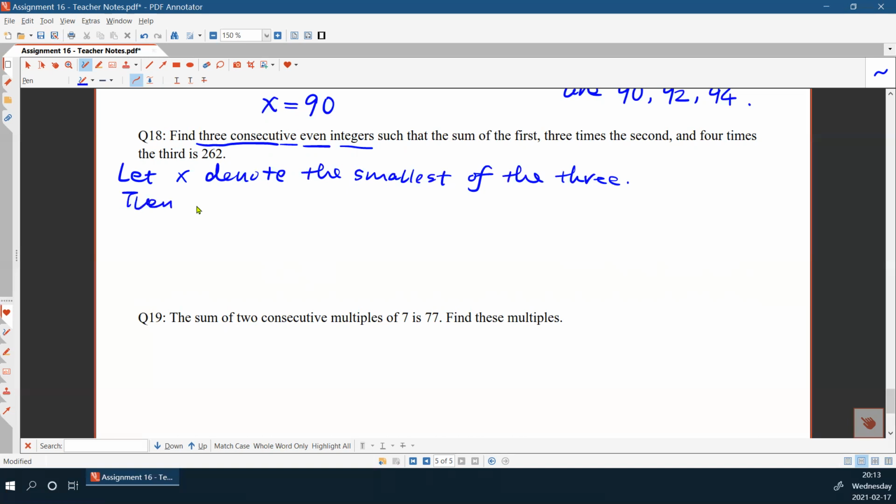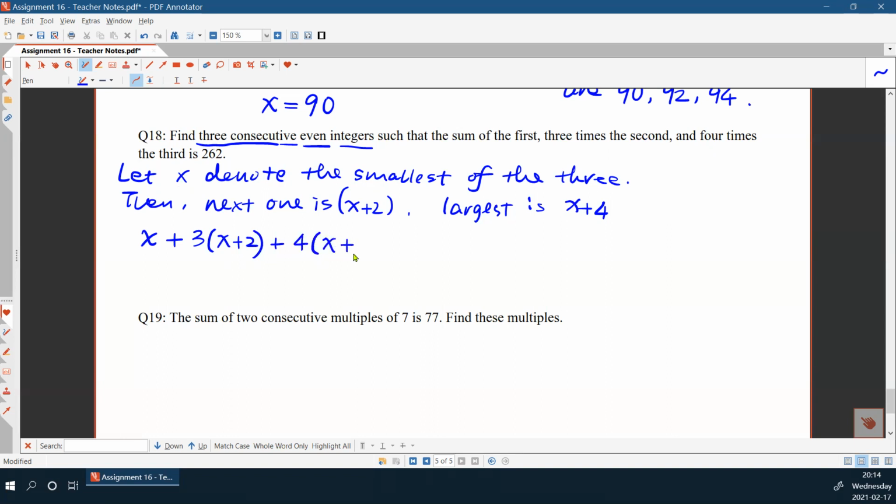Then next number is x plus 2, right? And the largest is x plus 4, right? Okay, these are the 3 numbers. And we also know that the sum of the first, which means x, plus 3 times the second, plus 4 times the third. Third one is x plus 4, right? Sum is 262, right? This is our equation from which we can solve for our x.